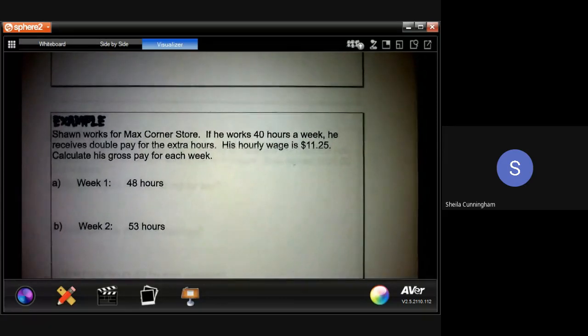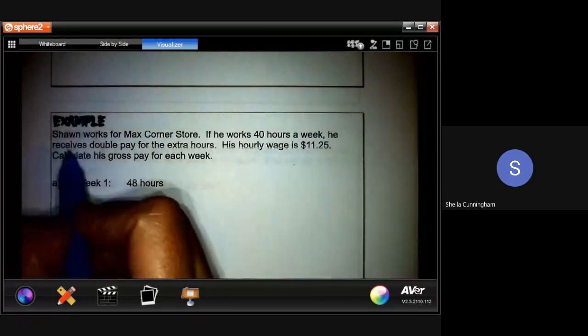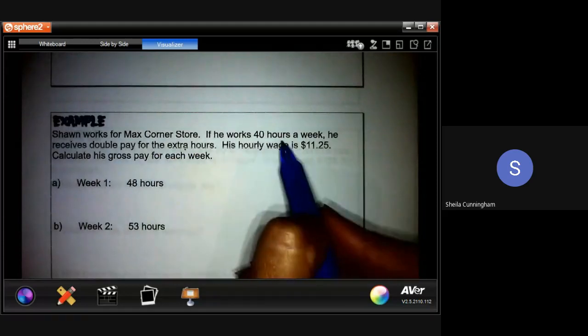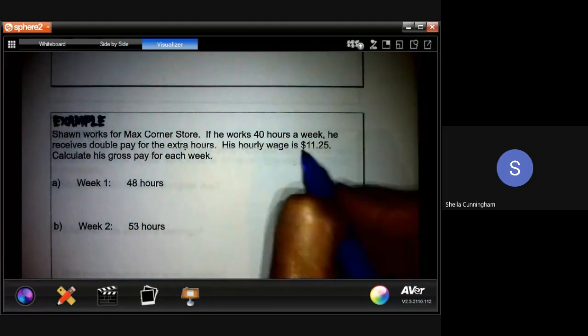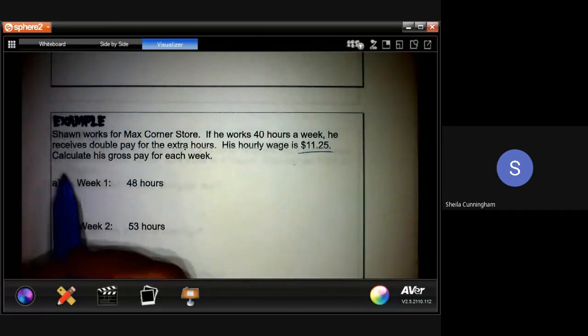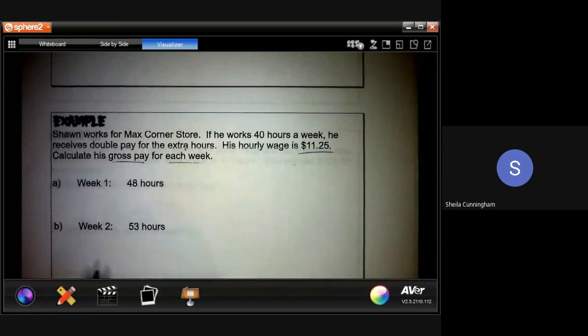So Sean works for Mac's Corner Store. He works 40 hours a week. He receives double pay for the extra hours that he works over and above the 40 hours. His hourly wage normally is $11.25, and we need to calculate his gross pay for each week.